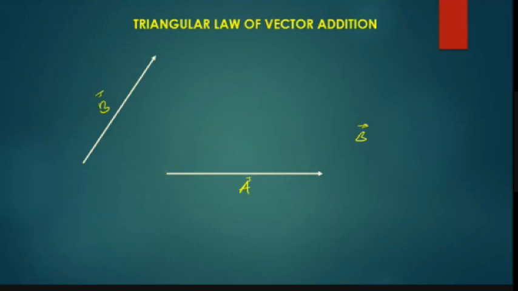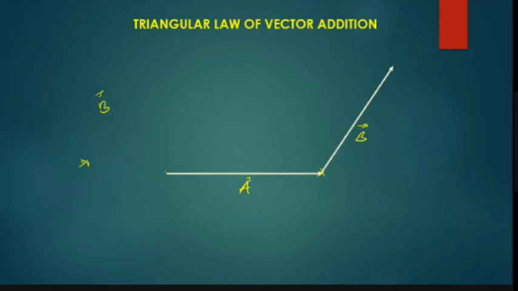What is the condition? The tail of vector B should meet the head of vector A. Clear? Yes, sir. We will shift in that way. Okay, so we have shifted. What is the next step? Can we get the resultant? Join.